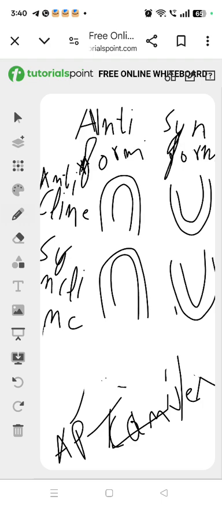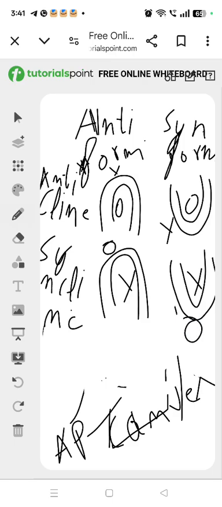Here antiform anticline, older rocks are at the core and younger are at the outside. Synform anticline is arching downwards and antiform anticline is arching upward. In antiform syncline, younger rocks are at the core and older are outside, and it is arching upward. And synform syncline, here younger rocks are at the core and older are outside, but it is arching downwards.